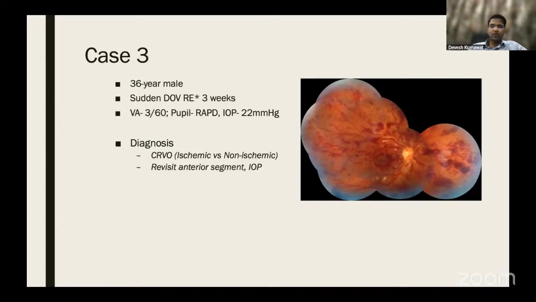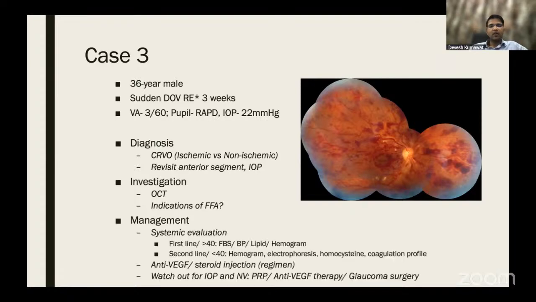Then in case you have missed it, you can always revisit the anterior segment examination and check the intraocular pressures. What is additionally important over here is the management. The first line of management in this patient will be systemic investigation and optimization. Just don't jump to the ocular treatment. It's a young patient who has had CRVO, so you have to investigate the patient thoroughly.